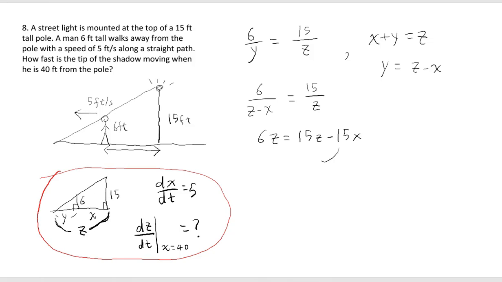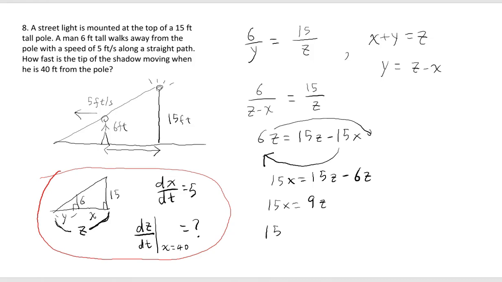Let me move the 15x on this side so that it's positive, and also 6x to the other side so it's negative. So we have 15z minus 6z, so that 15x is equal to 9z. And that's the relationship. What I can do now is to differentiate this, and that's going to give me the relationship between the derivatives. So let's differentiate.